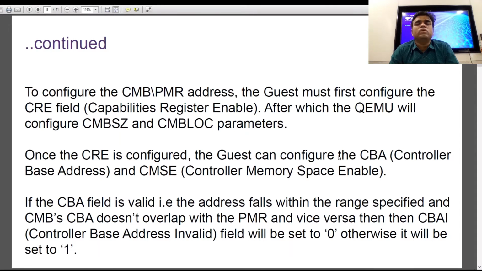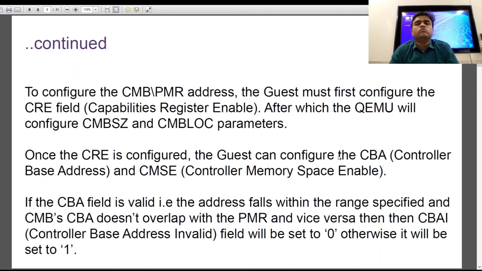So this is to tell that the memory region for CMB or PMR has been enabled. Once the CBA is configured, QEMU will check the validity of this address. There are two major criteria. One is that it must fall within a range, and also if it is a CMB address, it should not overlap with the PMR address, and if it's a PMR address, it should not overlap with the CMB address.